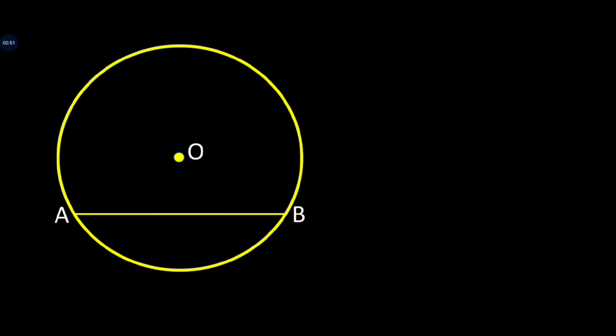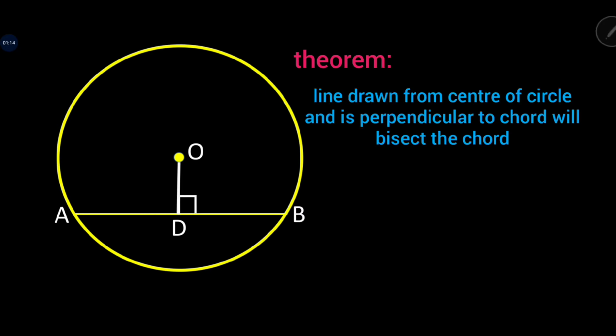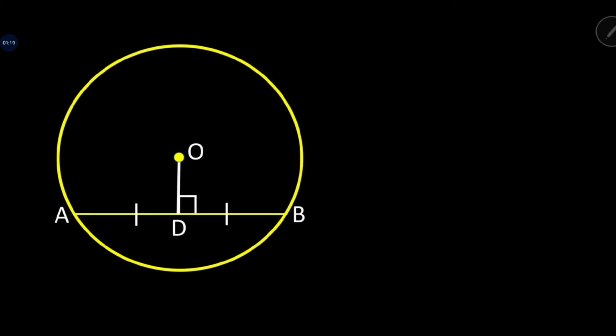So the first theorem we're going to talk about is the one that talks about a line drawn from the center of a circle. In this case, we have a center O, and we're drawing a line from the center to reach chord AB. Now, if this line is perpendicular to the chord, then this line is going to bisect the chord. Okay, so any line drawn from the center of a circle that is perpendicular to a chord will bisect that chord.